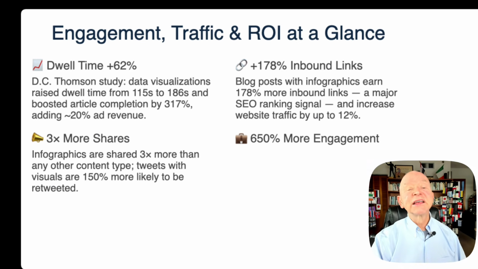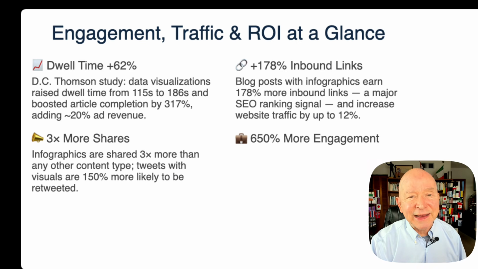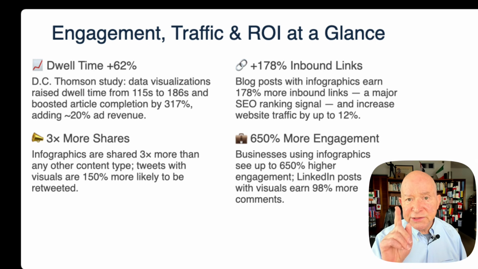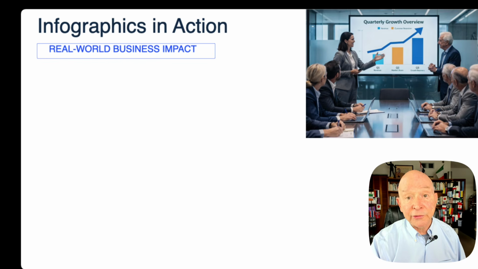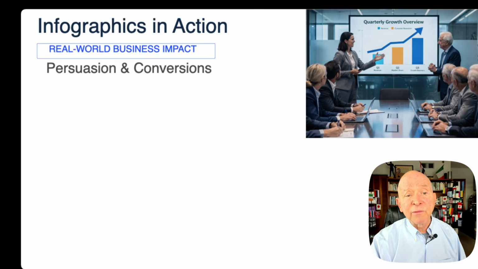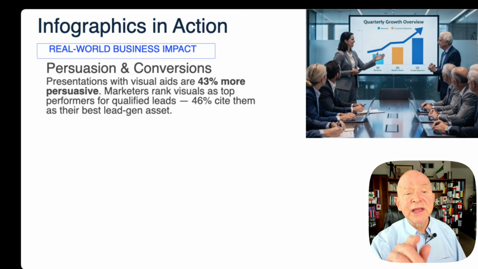And get this, 650% more engagements. Businesses who are using infographics see it up 650% higher engagements. LinkedIn posts with visuals, 98% more comments. This is something you want to look into. So let's take a look at them in action. With persuasion and conversions, presentations with visual aids are 43% more persuasive. Marketers rank visuals as top performers for qualified leads, and 46% cite them as their best lead gen asset.